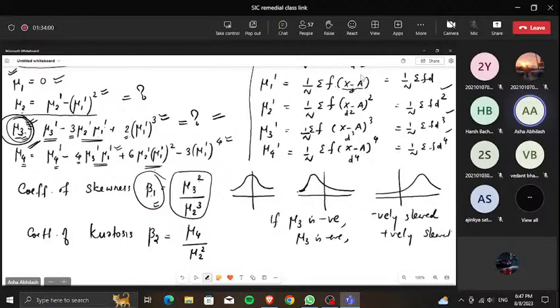Is that part clear? Yes. Yeah, so you have to check the value of mu3.